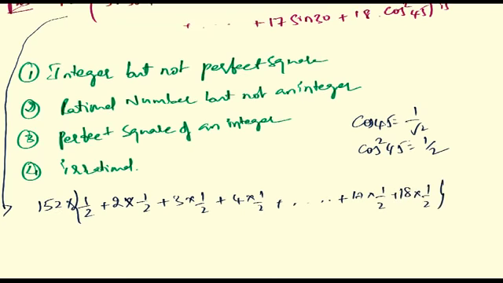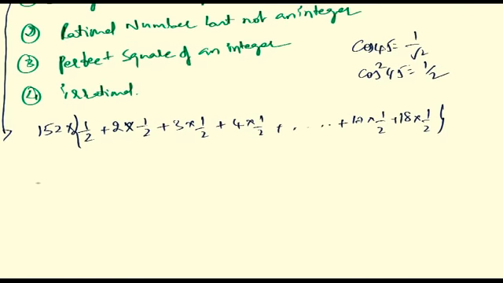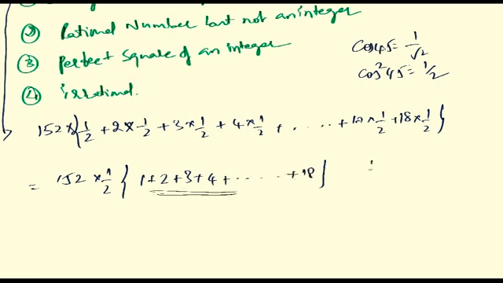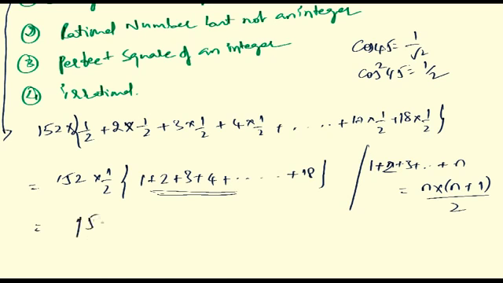So what can we do from this? By clearly looking at it, we can take out 1 by 2 common, so that it will become 1 plus 2 plus 3 plus 4 plus so on plus 18. This is nothing but the sum of n natural numbers. We know that the sum of n natural numbers, 1 plus 2 plus 3 plus so on plus n, is nothing but n into n plus 1 by 2. So from here we can write it as 1 by 2 into 18 into 19 by 2. This total thing is nothing but 18 into 19 by 2.